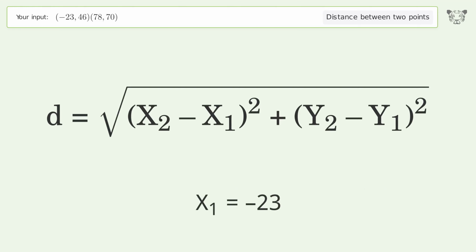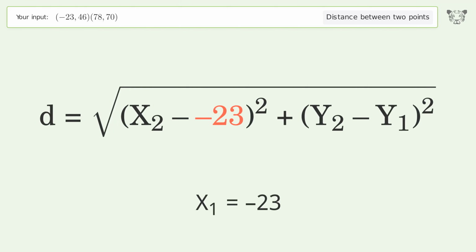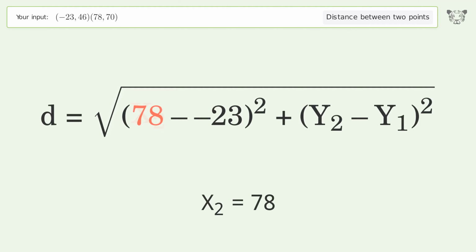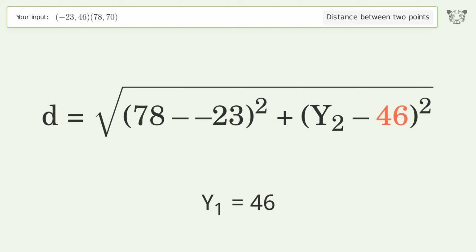x1 equals -23. x2 equals 78. y1 equals 46. y2 equals 70.